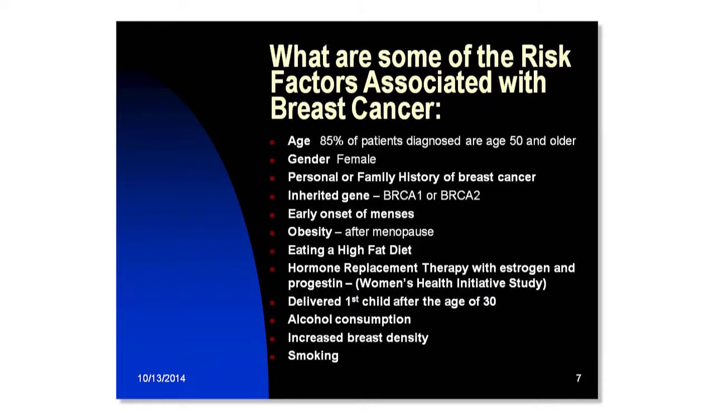Your genes, exactly, right. So let's look at those again. Y'all are smart. About 85%, we said age. As we get older, what happens to us? Everything. Everything happens. But it's because the older we get, we're exposed to more things. So about 85% of all women diagnosed are older than the age of 50.